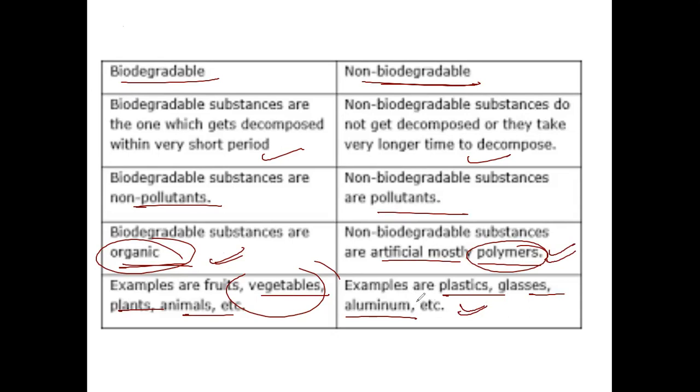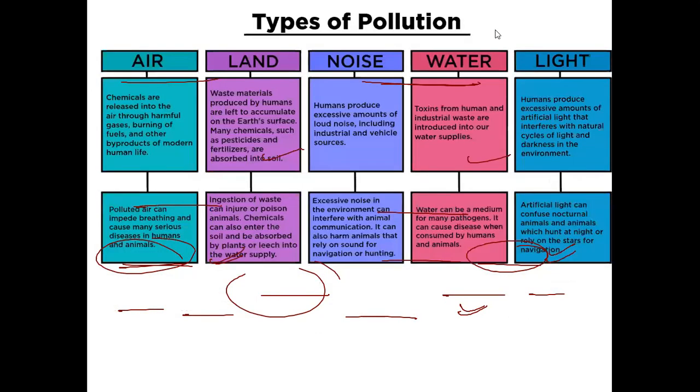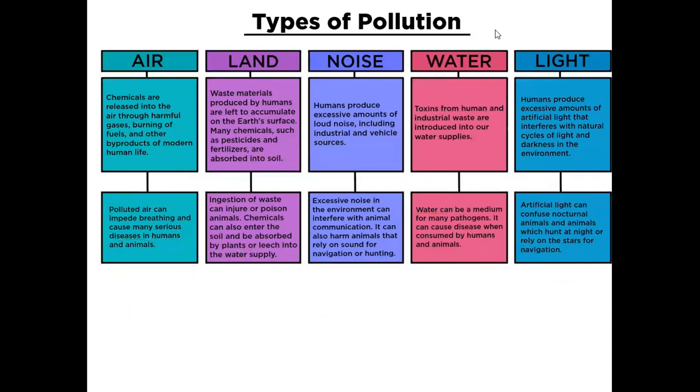Now, air pollution has different parts, so first of all I am going to discuss air pollution. There are various types of pollution. The first type is air pollution. Air pollution is nothing but chemicals released into the air through harmful gases, burning of fuels and other byproducts of modern human life.